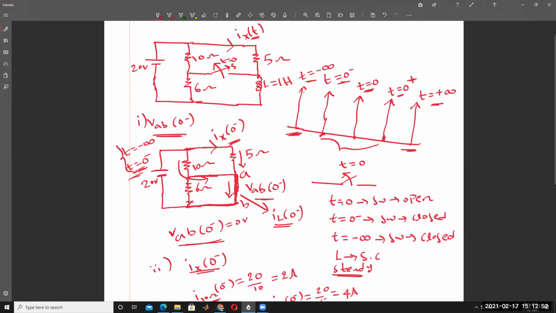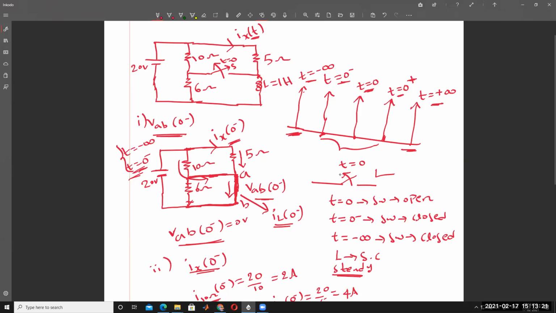Up to here, the switch is closed. At T is equal to 0, before the switch is opened. At T is equal to 0 onwards, the switch is open. From T equal to minus infinity to 0 minus, the switch is in the closed position. At T is equal to 0, the switch is open, which means at T is equal to 0 plus, the switch is open.